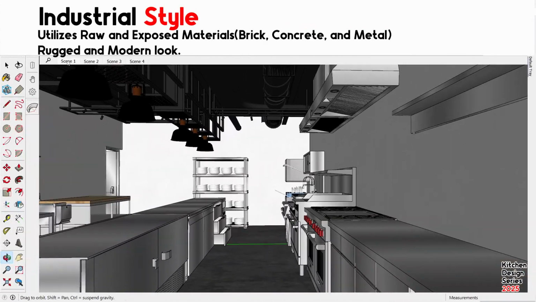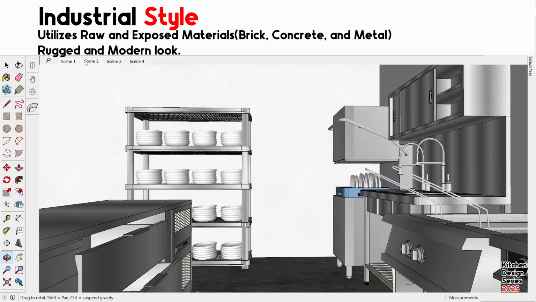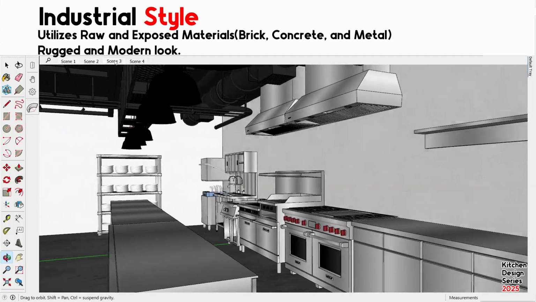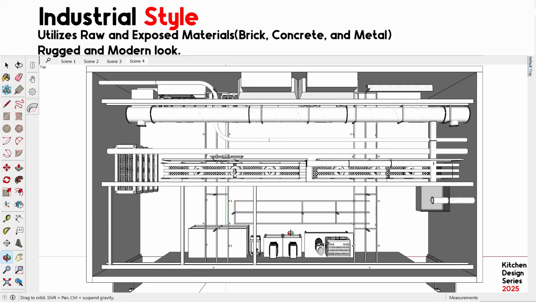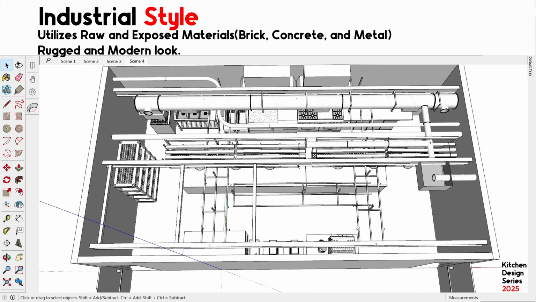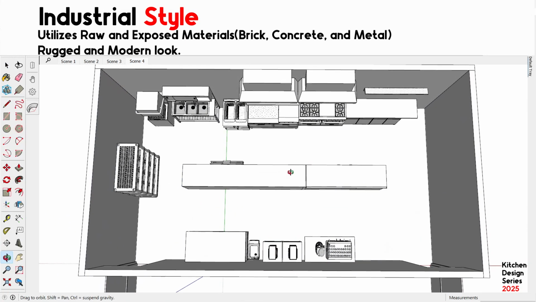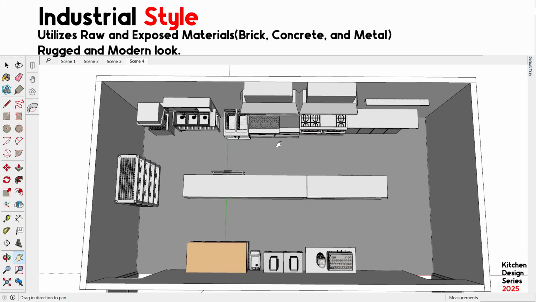The industrial kitchen utilizes raw and exposed materials such as brick, concrete, and metal to achieve a more rugged and modern look. We can classify our commercial kitchens as a simple example of the industrial style.